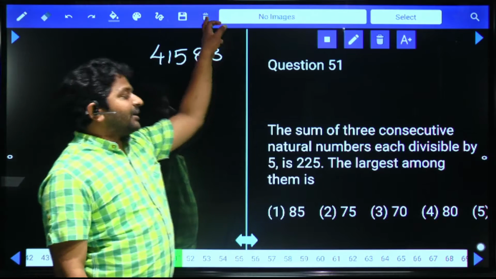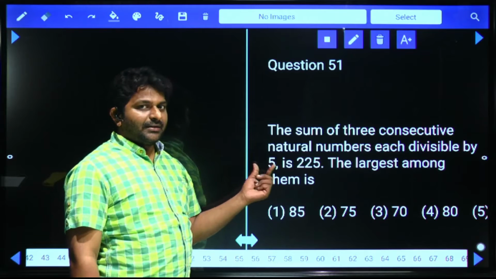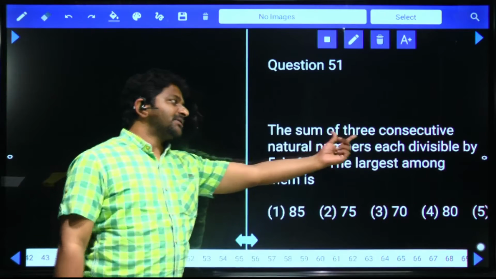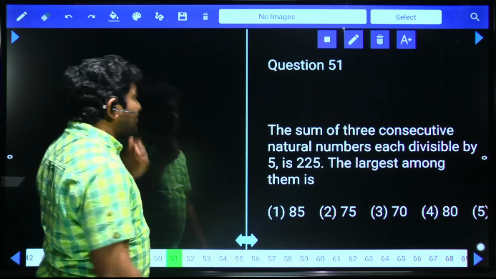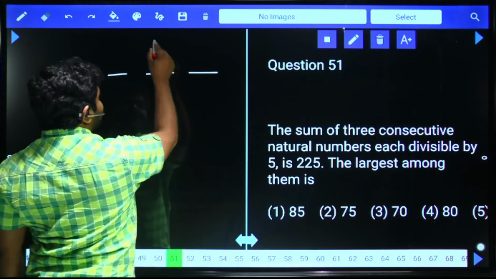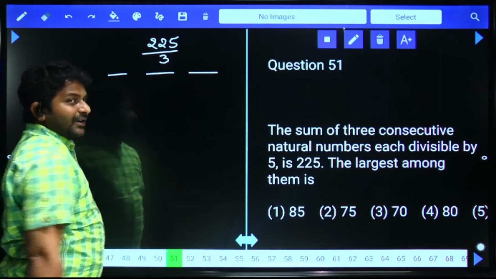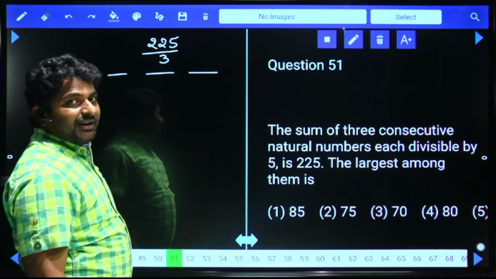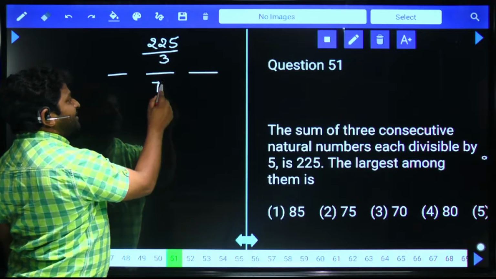The sum of three consecutive natural numbers, each divisible by 5, meaning they are all multiples of 5. How many numbers are there? 3. The sum of the three numbers is 225. So for consecutive numbers, when the sum is given, we calculate the average, that is, divide by 3, since the number of numbers is 3. The average is the middle number. So 225 divided by 3 is 75.